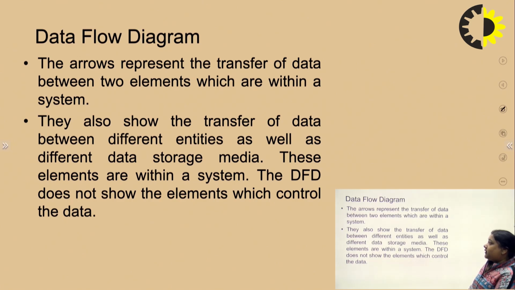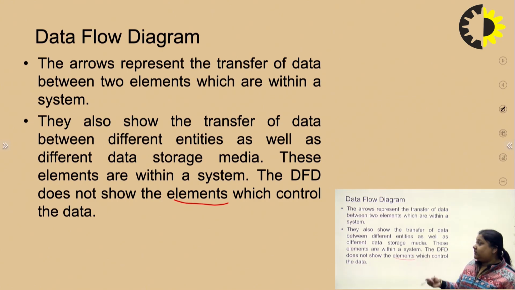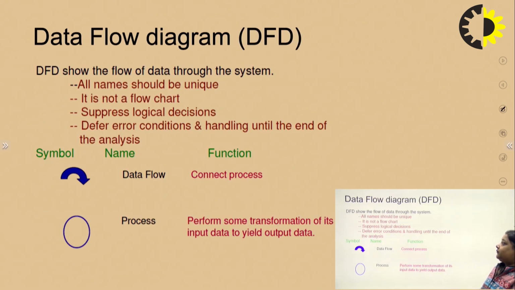So they show the transfer of data between different entities as well as the different data storage media. These elements are within a system. The DFD does not show the elements which control the data, but it shows the elements that have the data storage and the entities having some data or the process. So the DFD shows the flow of data through the system.